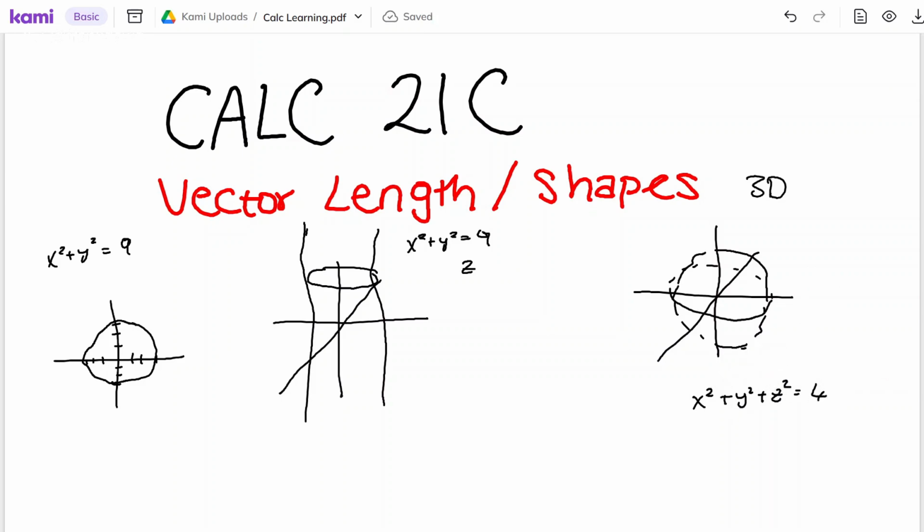That's spheres in 3D with the center at the origin, 0, 0, 0, and it has the same rules. If you want to move it left 1 on the x, you do x squared minus 1, or however, something like that. That's just the shapes of vectors.